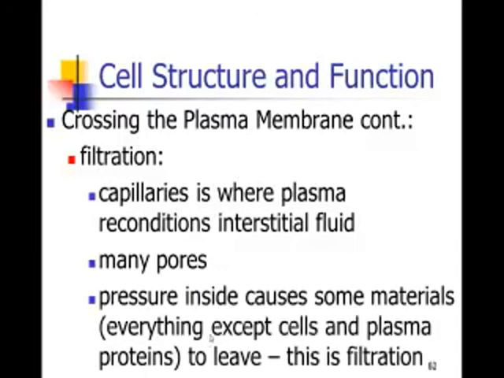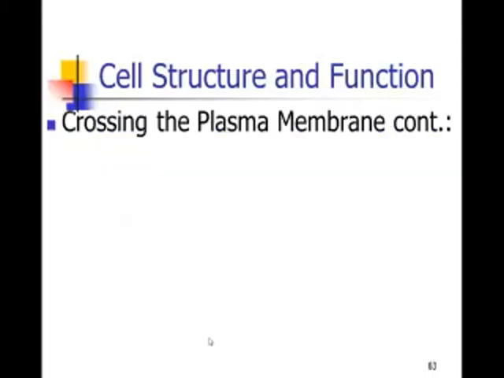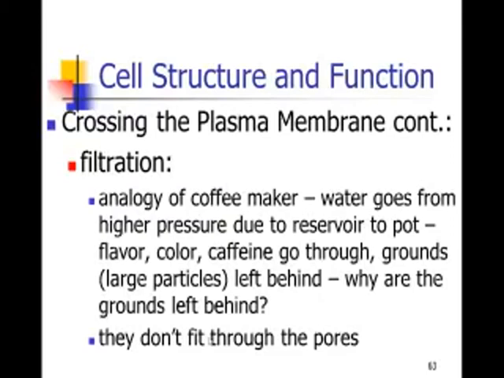So the pressure inside the capillary causes things to leave, and basically the things that don't leave are the things that really are big and don't fit through the pores. The cells, the plasma proteins, they tend to stay inside. So this is filtration of the blood. We use that actually in the kidneys to get materials out of the blood, and then we have selective reabsorption so that some things are lost from the body and some things are brought back in and retained.